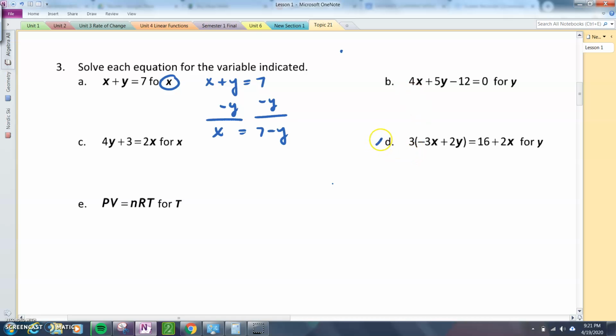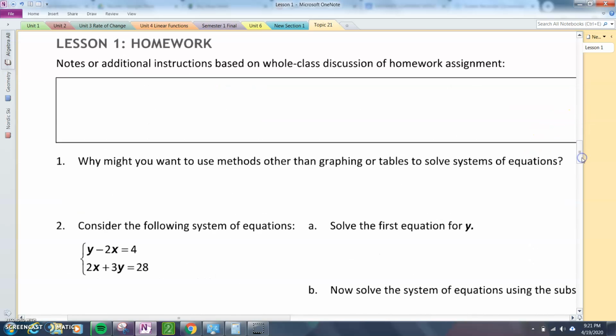Now some of these get a little bit more challenging. You're going to have to use distributive property here for this one, and then figure out how to get that y by itself. This one's a little bit challenging as well, but you're still using the same concepts of adding and subtracting to both sides, multiplying by both sides, or dividing by both sides. Okay, so that will take you through the consolidation activity. Now the homework, you're going to go back to doing solving systems by substitution.